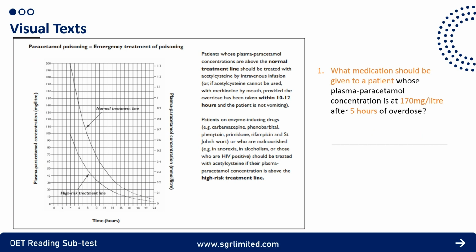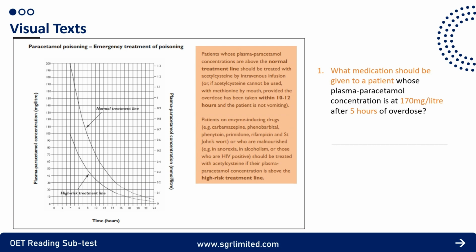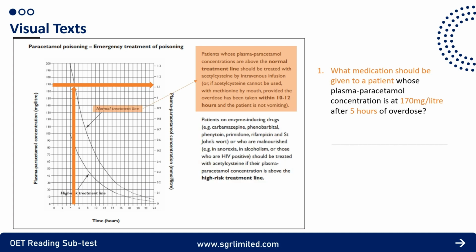For this next question, it wants us to find the name of the medication. There are no medications inside the graph, so we know that our answers are hiding in the two paragraphs. So using the clues 5 hours and 170 milligram per liter, we now know that we need to look at the normal temperature line paragraph. This then tells us that the correct answer is acetylcysteine.